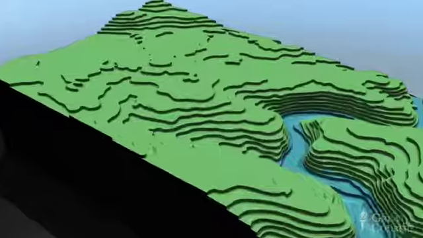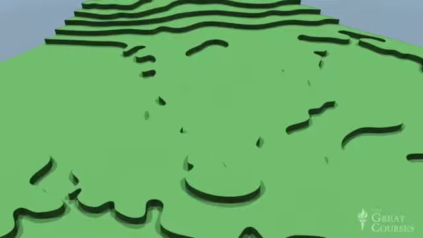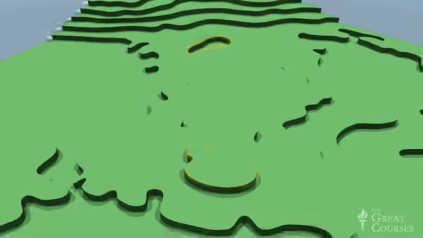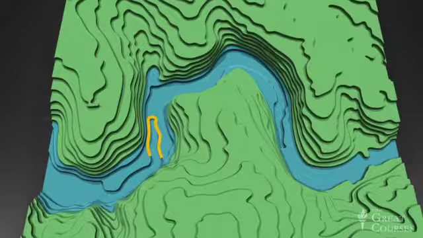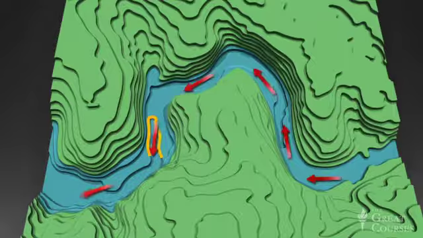A single contour forming a closed loop, like this one, is usually a hilltop, as you can see here, but could also be a depression. In river valleys, the contour lines form a distinctive V shape, like this one, and the V always points upstream. Thus, we know that the water must be flowing in this direction.